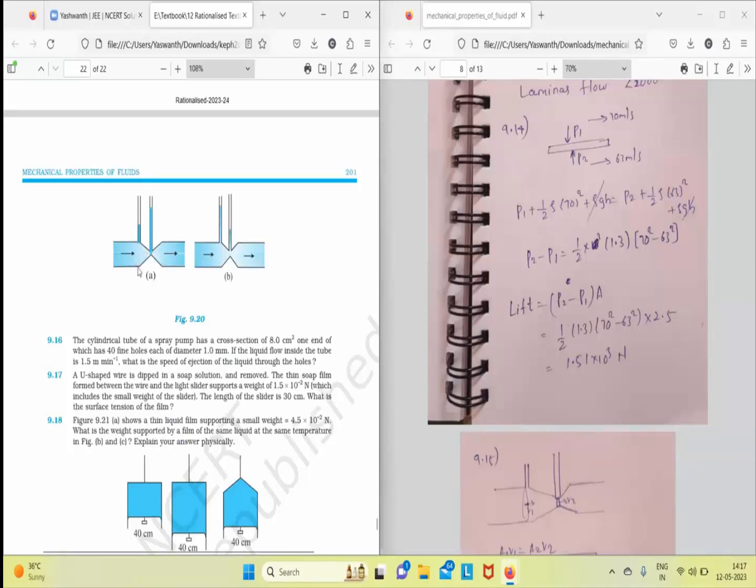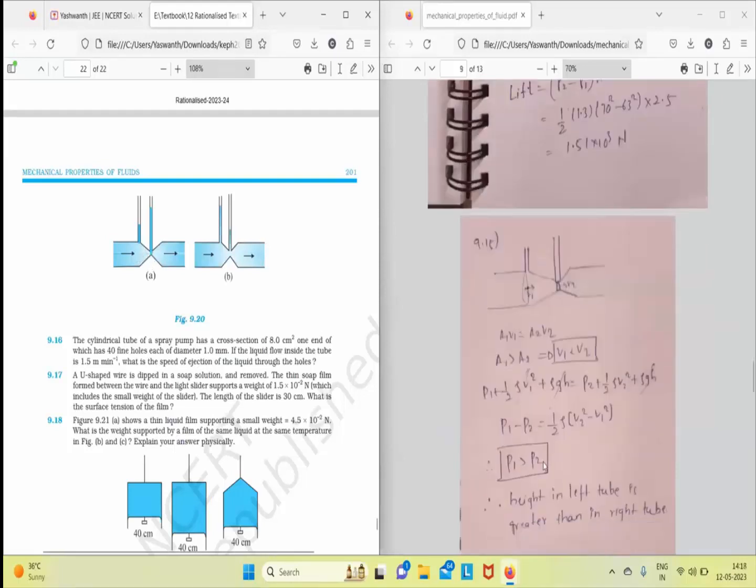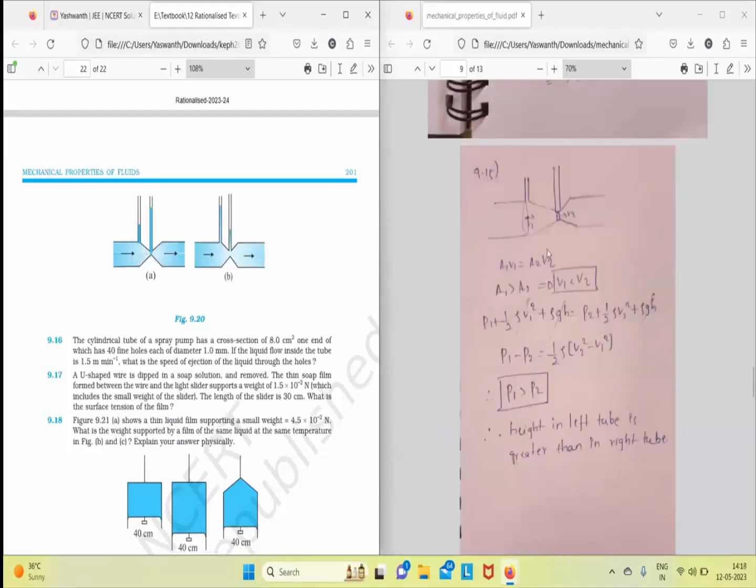You can observe that the area at this point is greater than the area at this point, right? So obviously the velocity at this point will be less than the velocity at this point. That is, A1 V1 is A2 V2. So if area is larger, then velocity should be smaller. Since A1 is greater than A2, V1 should be less than V2. So that equality will be maintained.